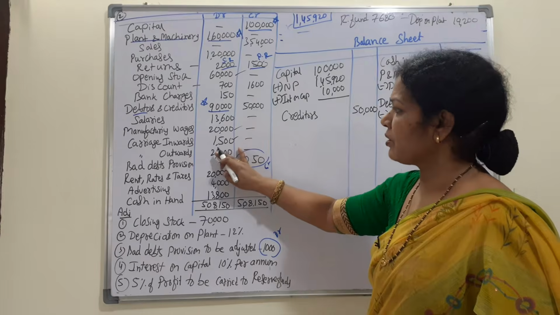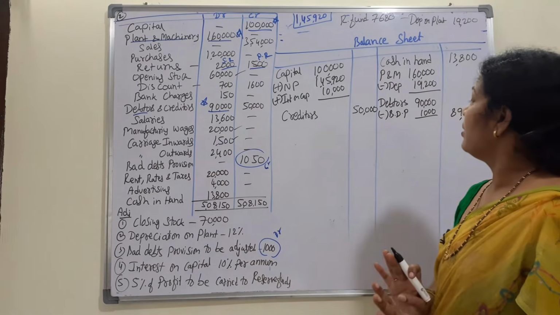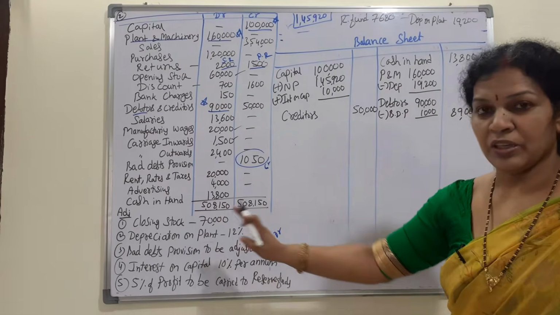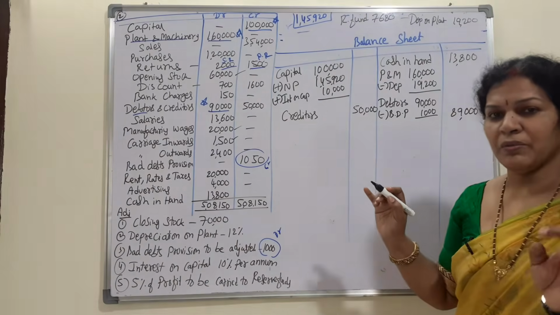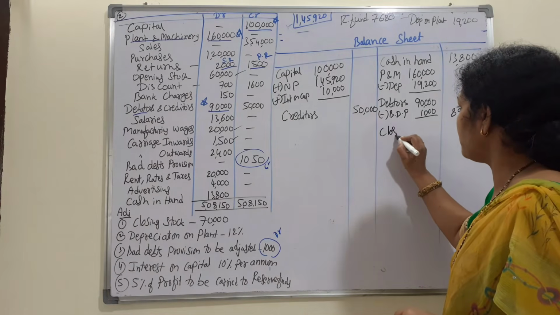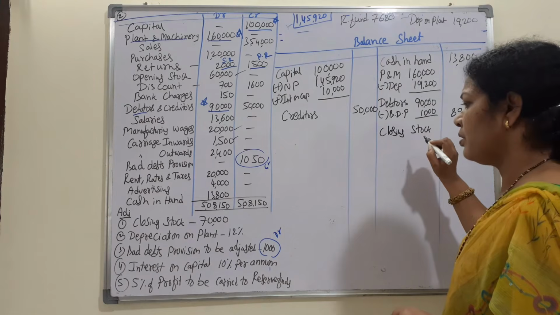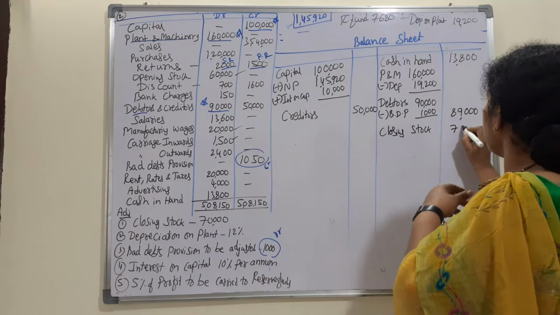Salaries, manufacturing wages, carriage inwards, outward, this everything is over. Now coming to the adjustments, last one is closing stock. It will be always 2 times. Trading account credit side, in the balance sheet asset side. Closing stock, it is 70,000.